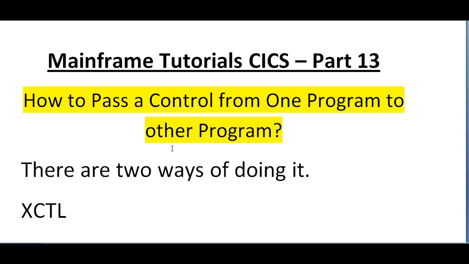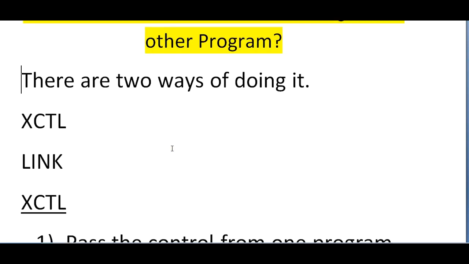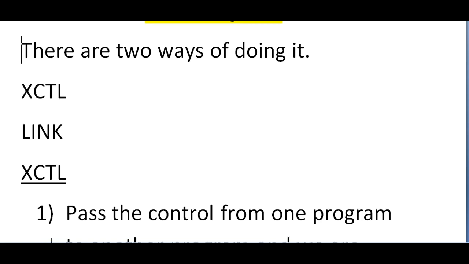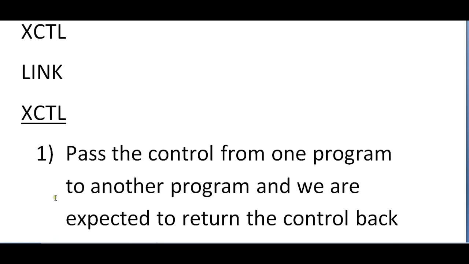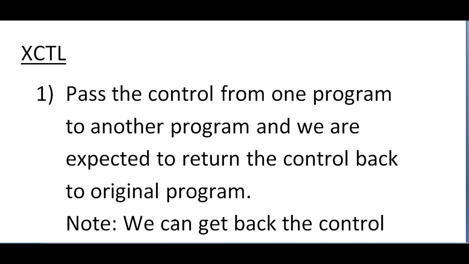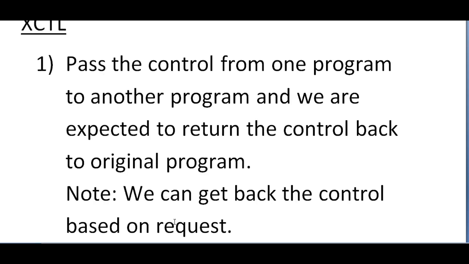There are two ways of doing it. One is through XCTL and the other is link. Let's see what is XCTL and what is link. What is XCTL? It passes the control from one program to another program, and we are expected to return the control back to the original program. So note, we can get back the control based on request. Normally this is just to pass the control from one program to another program and stop over there, but based on the conditions, you can get back that control to the original program.